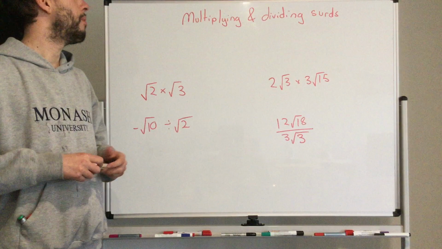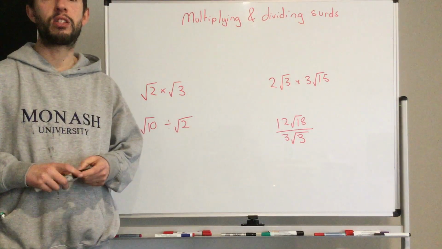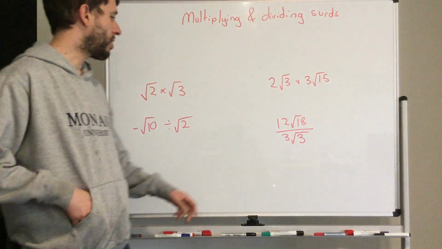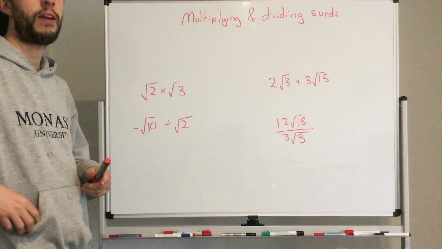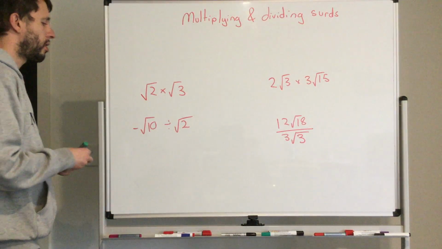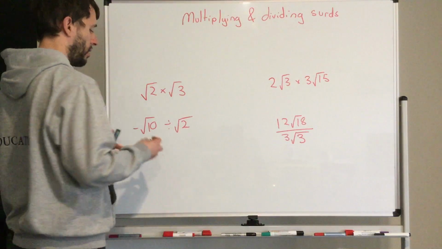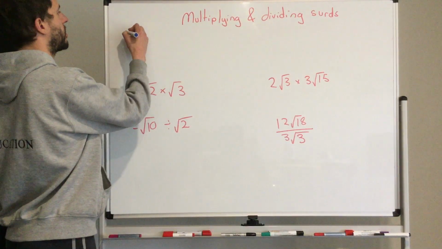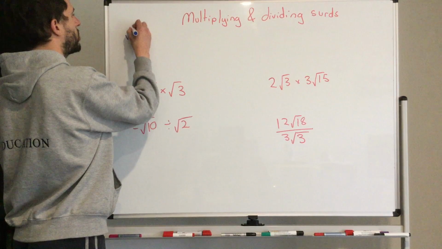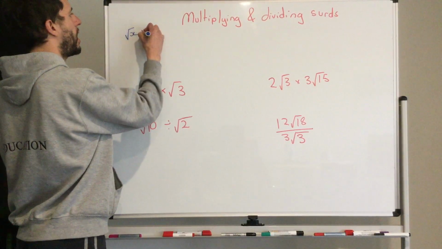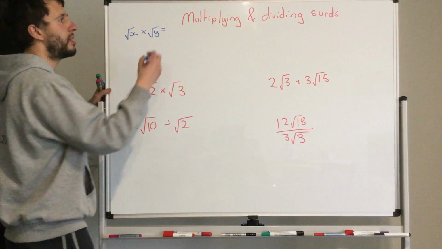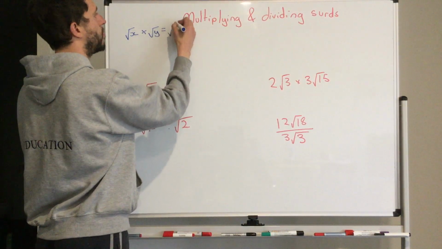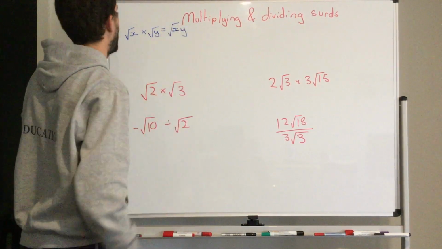So we are looking at multiplying and dividing surds. When we're thinking about dividing surds, I want you to think about a few rules. One of the rules that I would like to go over is this: if I've got the square root of x times the square root of y, it is exactly the same as me saying I'm doing the square root of x times y.